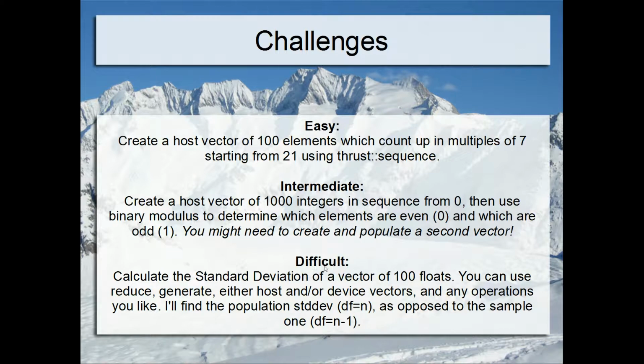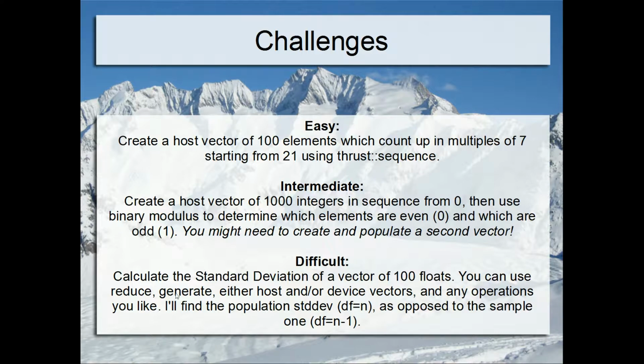And the final one, the difficult one, is arguably actually useful to do, and it comes up a lot when you're coding statistics software. I want you to calculate the standard deviation of a vector of 100 floats. So make a vector with 100 floats. You can populate it with random values or whatever you want.